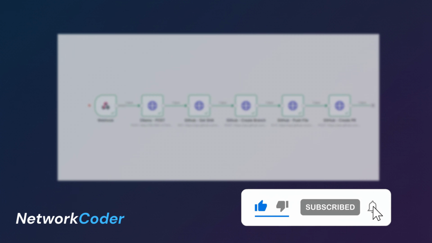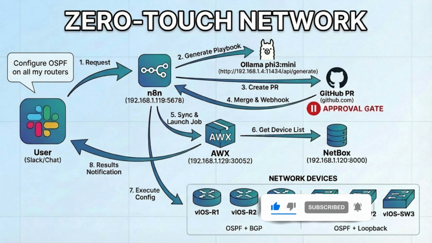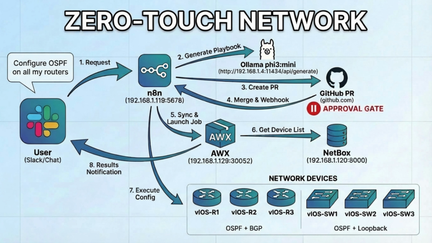So let's go. So here is what we are building. This is our zero-touch network architecture. Today we are focusing on these two components. Ollama, our local AI engine that generates the playbook. The n8n, the workflow engine that ties it all together. The rest, GitHub, AWS, Netbox, that's in the next video. Today let's get the AI brain working first.